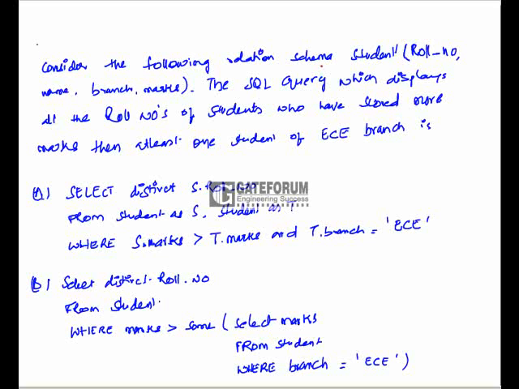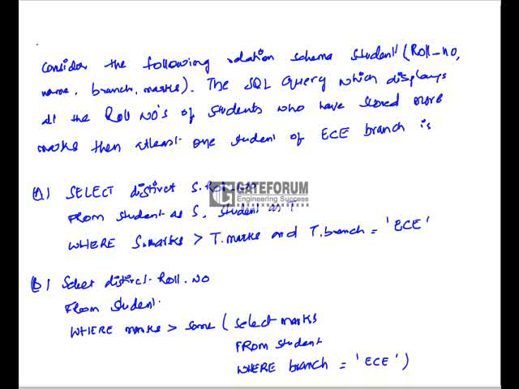Consider the following relation schema: student(roll number, name, branch, marks). The SQL query which displays all the roll numbers of students who have scored more marks than at least one student of ECE branch is. So here in this question, the relation schema for the table student is given as roll number, name, branch, and marks. That means the student table consists of attributes roll number, name, branch, and marks.